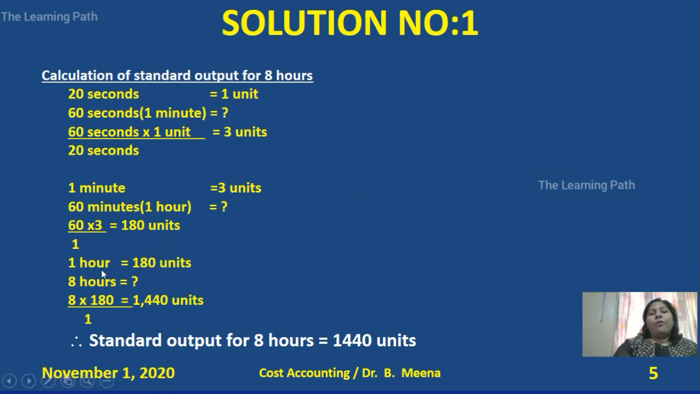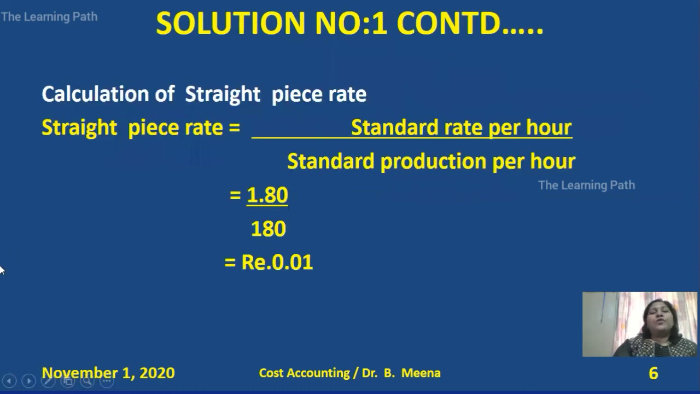Am I right? For 1 hour, 180 units. So 1.8 is the rate per hour as standard, and standard production per hour is 180. So the numerator always the rate, the denominator will be the production. Please have it in your reminder. You should not change at any confusion. So rate is in the numerator, production in the denominator, standard rate per hour divided by standard production per hour. So once you apply this formula, you will come to know what is the piece rate. As per this problem, the piece rate is 0.01.